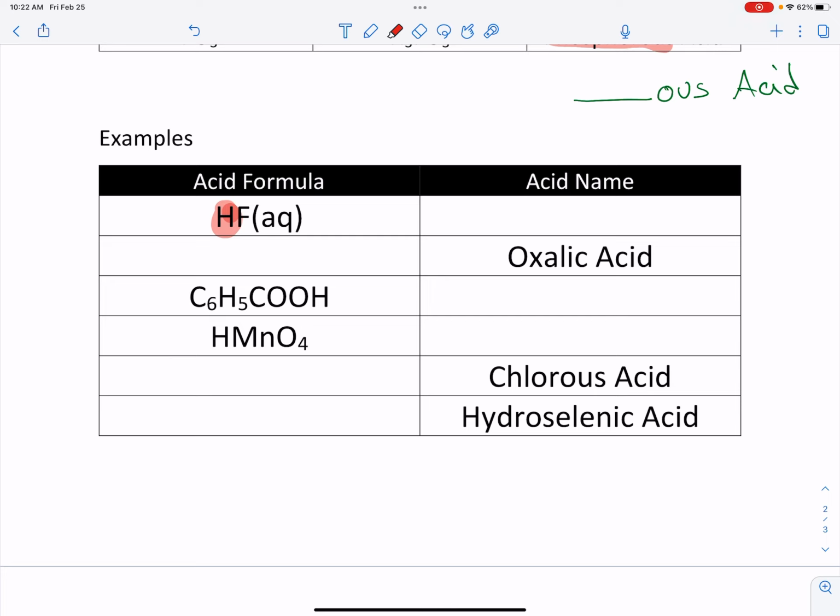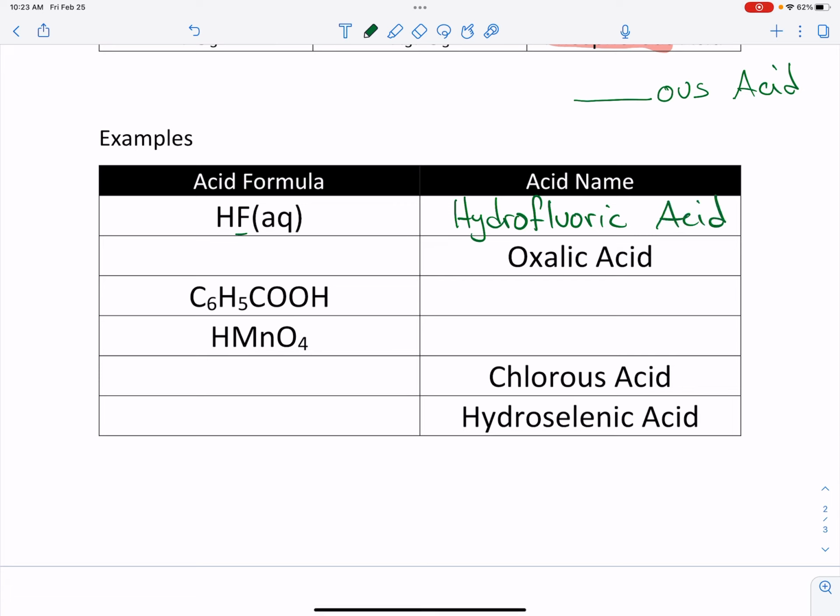Next thing you'd want to notice is that there are only 2 elements in the formula, H and F. Since there's only 2 elements, this is a binary acid. There's no complex ion in that formula. If it's a binary acid, the name will begin with hydro. So we'll say hydro, and then we look and see fluoride was in that formula, HF, so the name will become hydrofluoric acid.